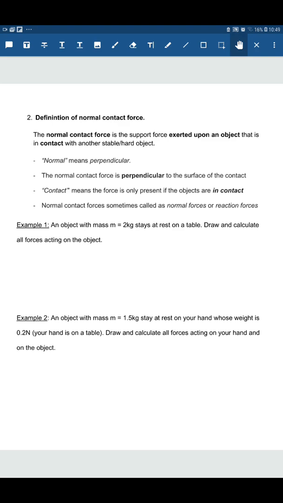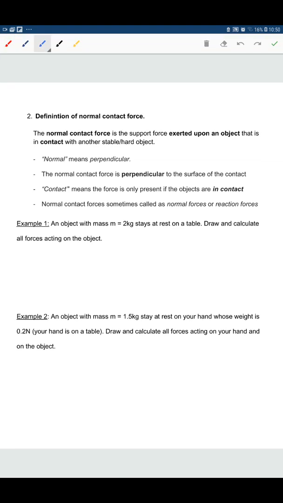So you know how to draw vectors or forces. You remember about Newton's first law. Now we're back to our main topic for today, normal contact force. What is it? The normal contact force is a force exerted on an object that is in contact with another stable object. When I say stable, it means it doesn't move around and it's hard.